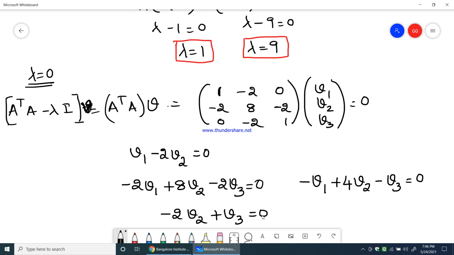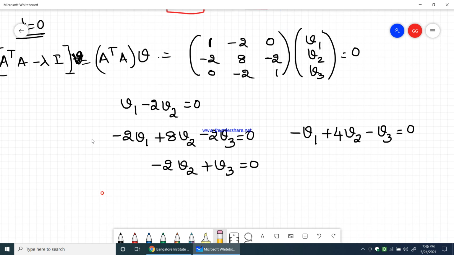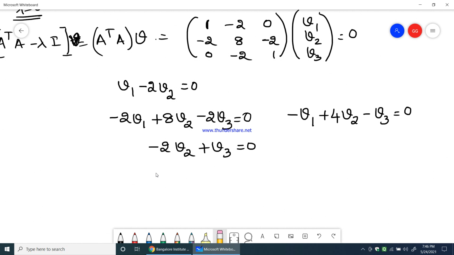So here we should... Okay, I think we can solve this matrix by doing row operations also. We'll do that. So I'll just write this matrix separately. Where 1 minus 2 0, and I got this dividing by 2, I got minus 1 4 and minus 1 0 minus 2 and 1. So this is what I got.